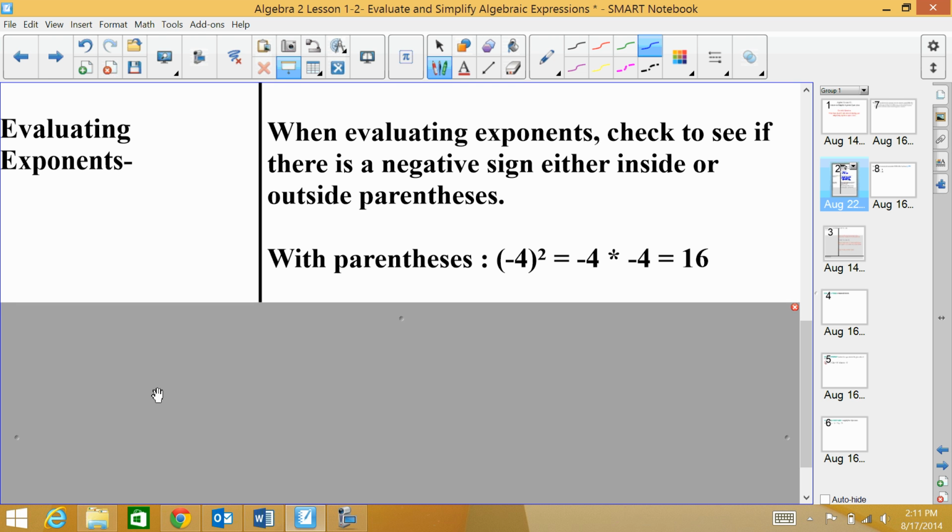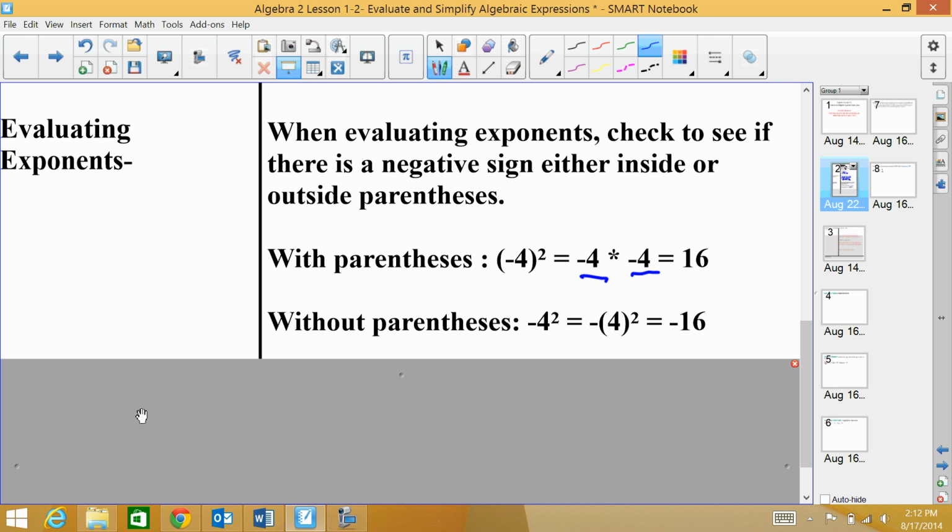So for example, if I have negative 4 in the parentheses squared, then that means I'm taking negative 4 times negative 4, because that's what I'm evaluating is the thing inside the parentheses. And because negative 4 times negative 4 turns out to be positive 16, that would be different than if we got negative 16 as the answer.